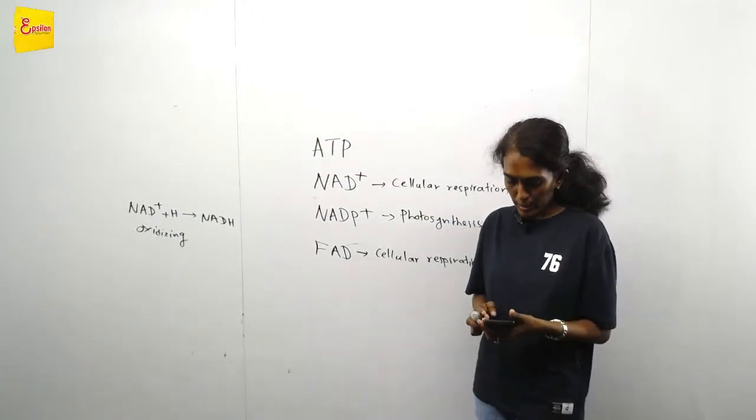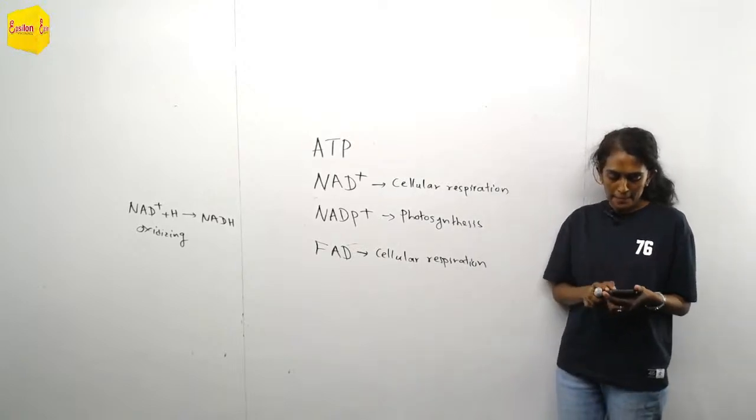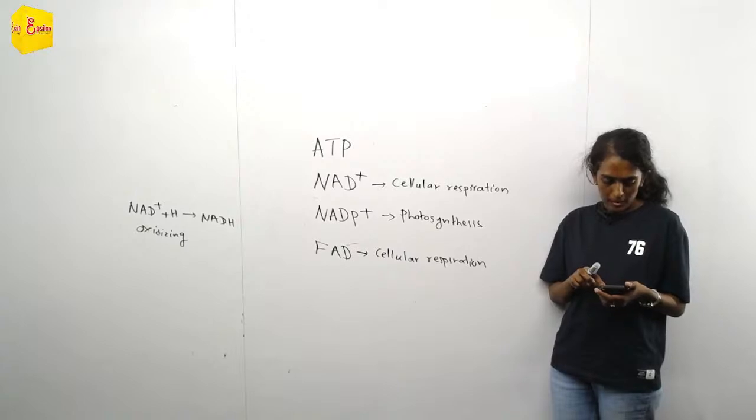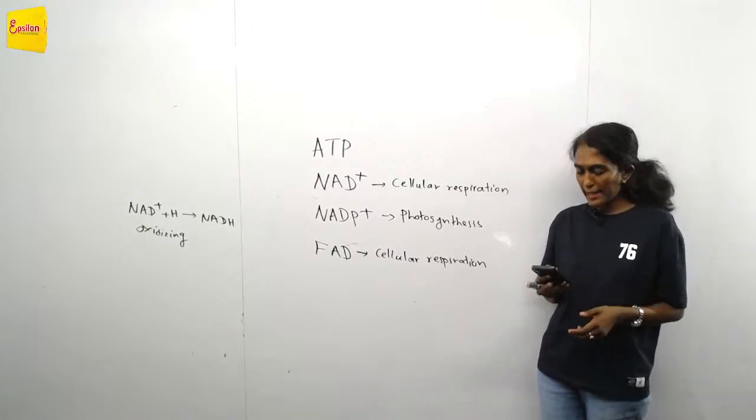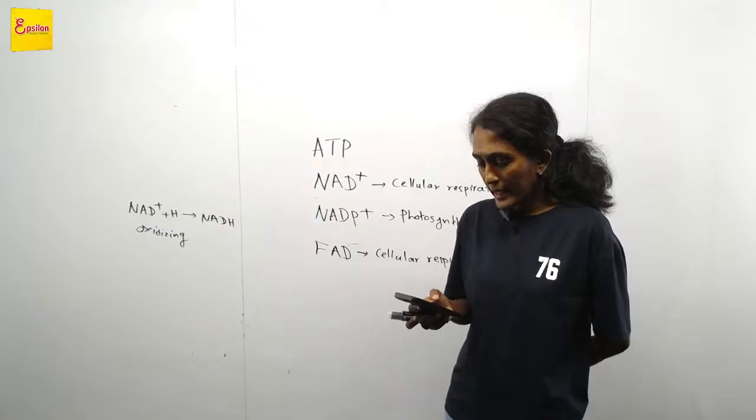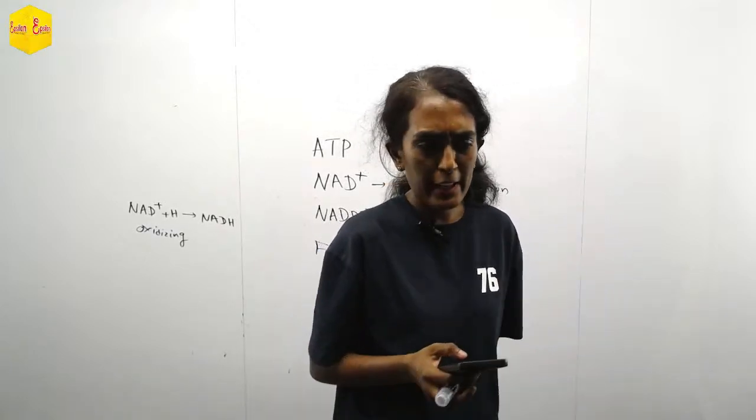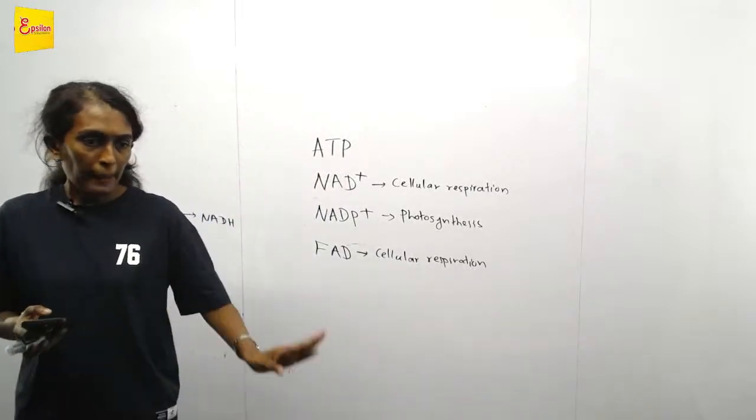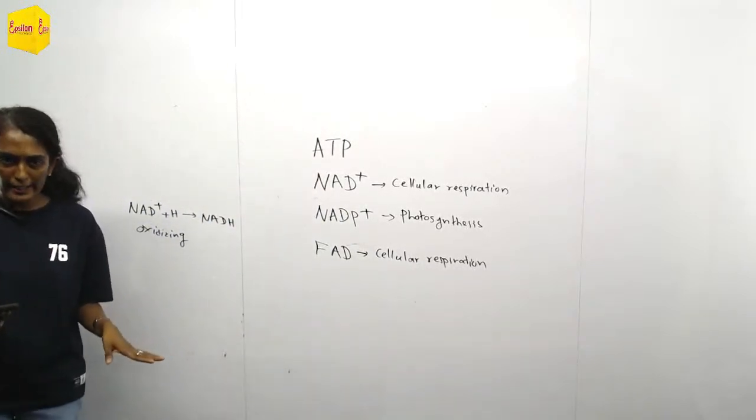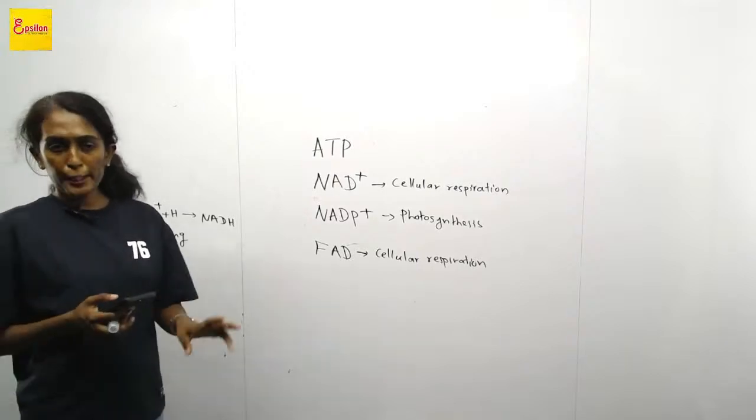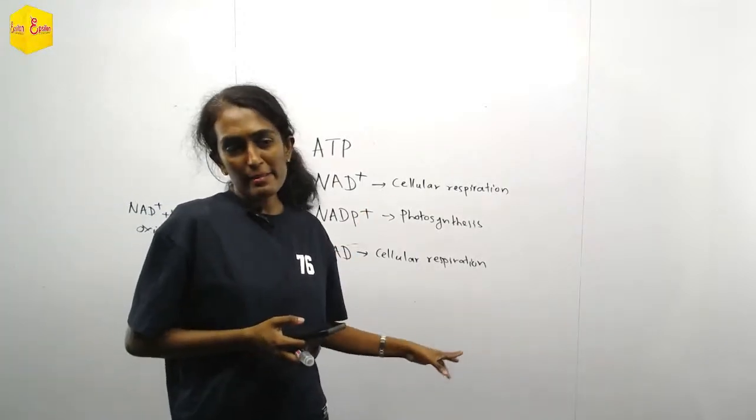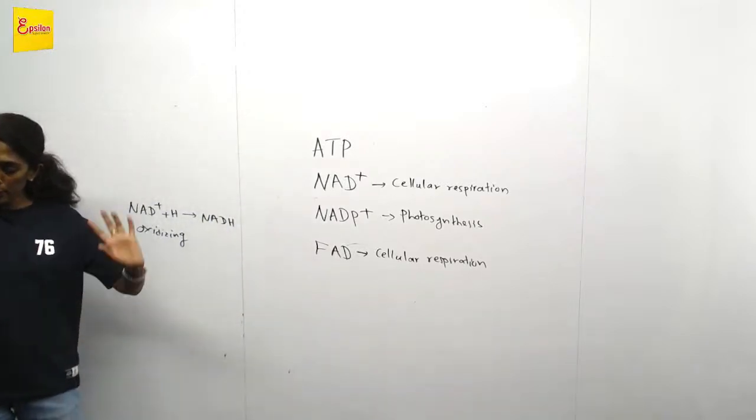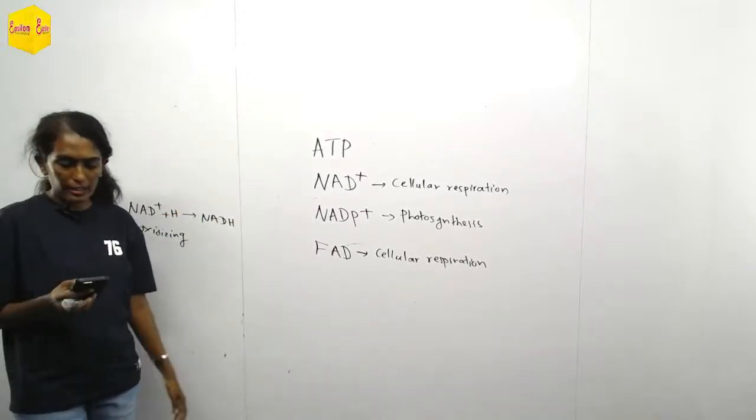Alright? Come to the book that they have given. ATP is the universal energy carrier. NAD plus acts as a coenzyme. What is a coenzyme? For certain enzyme activity, non-proteinous components are needed. That may be organic or inorganic. Coenzymes are organic cofactors, right? You'll be learning this properly in an upcoming lesson.